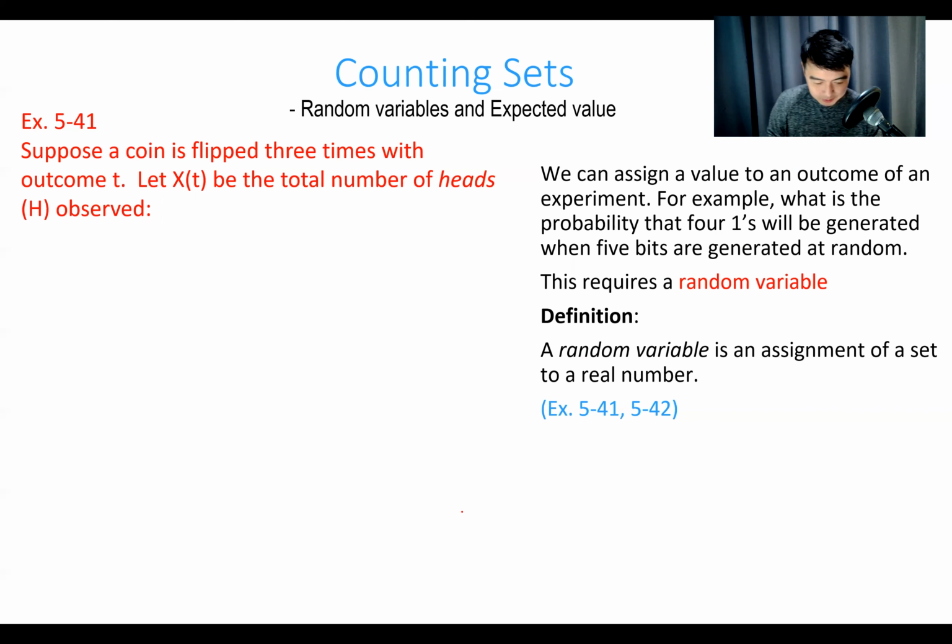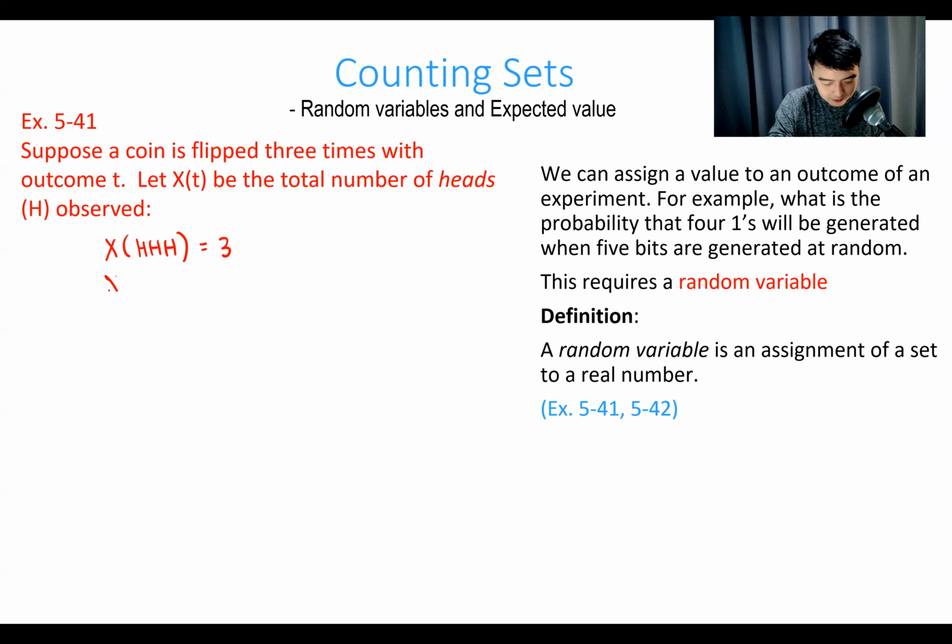Now, in our example, suppose a coin is flipped 3 times with outcome t, and I want to let x of t be the number of heads that are observed. Now, remember, t is an outcome. So, for example, I actually wrote down all of the outcomes. So if I have heads, heads, heads, so I flip 3 times and it comes out heads, heads, heads, the value that I'm going to assign to this outcome is going to be 3.